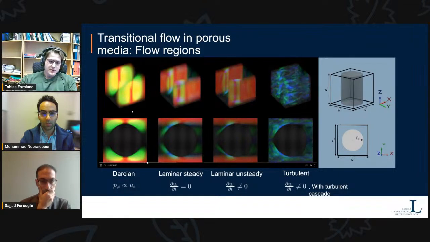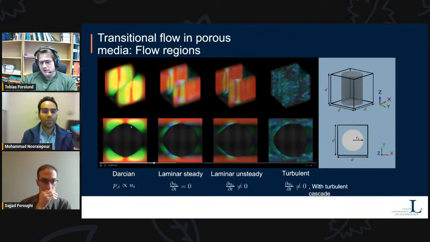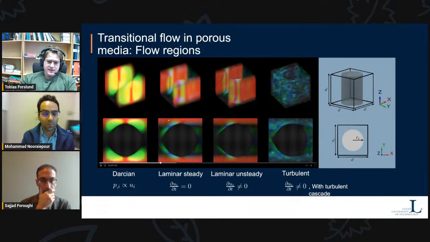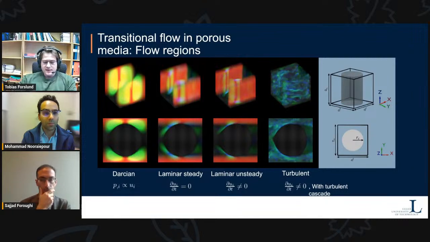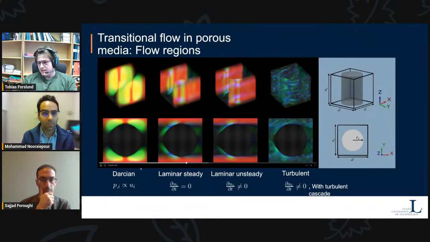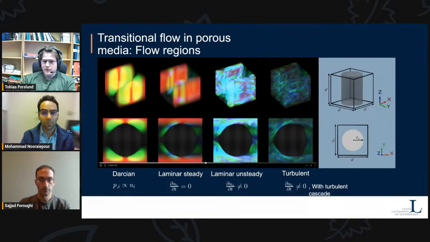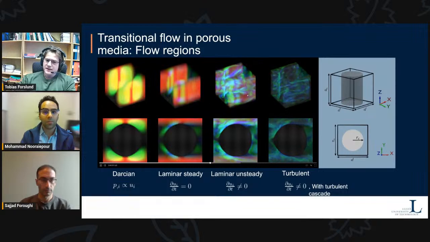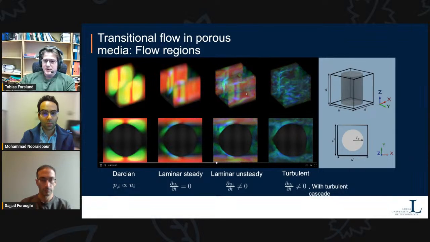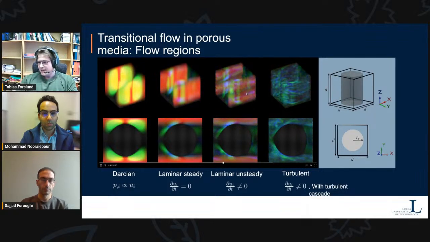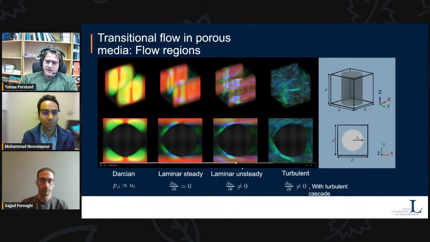For the Darcian flow, the viscosity completely dominates the flow. And as you get into the laminar steady region, you have some inertial effects, but the flow is still entirely steady. So you would say that the temporal change of the velocity is zero. In the laminar unsteady region, you can see that you are getting some variations in the flow field, but the variations are fairly large in the flow field.